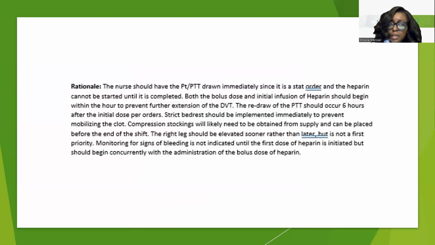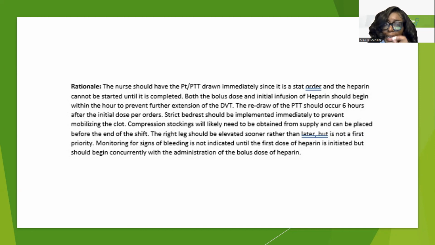Look at these particular choices. You should pay attention to that. The nurse should have the PTT drawn immediately since it's a stat order, and the heparin cannot be started until that order is done. Okay. Now it's very important that you understand the sequence. Draw it, and the value that you get has to be based on the labs that are drawn. Both the bolus and the initial infusion of heparin should begin within the hour to prevent the DVT from spreading. Then you're going to withdraw the PTT 6 hours after the initial dose per the doctor's orders.